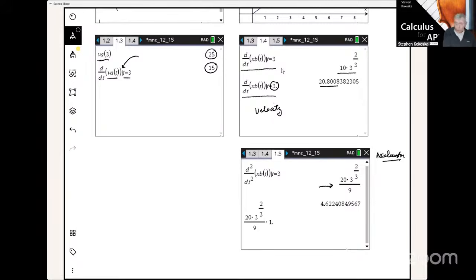I wonder if you can convert that. And I want the numerical approximation, so I just took this answer and multiplied by 1 dot to convert it to a decimal. And there's the 4.622. I think that's the correct answer, rounded. Pretty good.